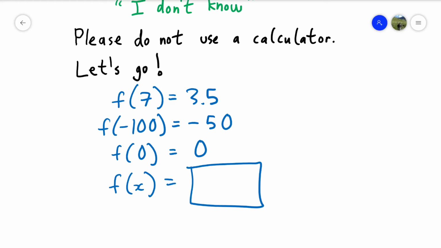I've got some function questions here. This is the first set of 4, and there's going to be 3 more sets. So obviously pause the video, have a go in your own time, all that kind of stuff.